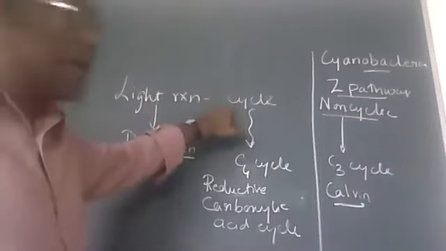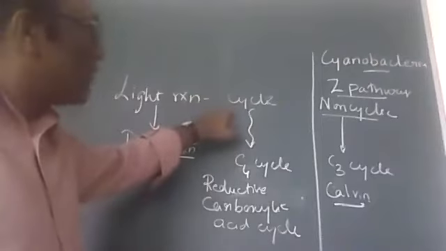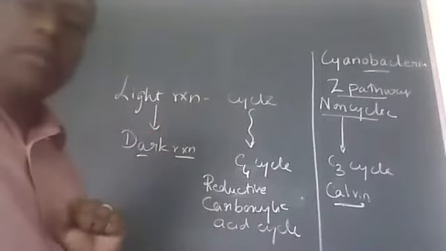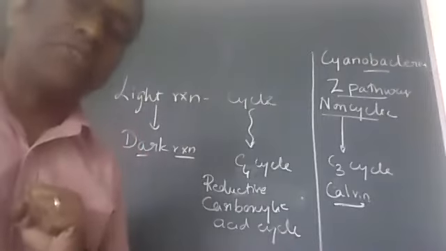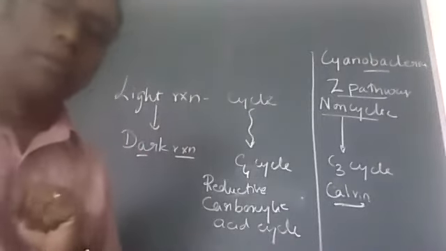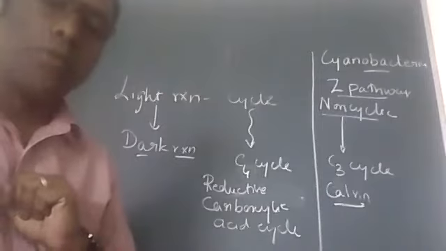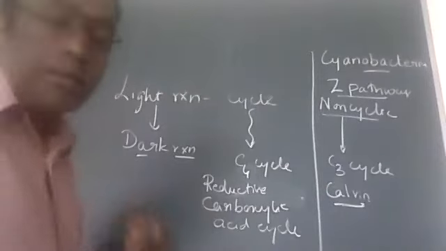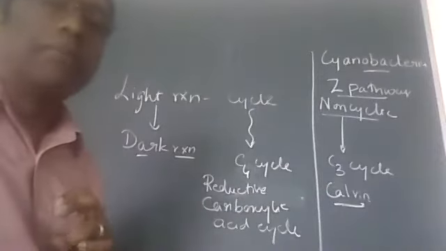Rhodospirillum example is cyclic photophosphorylation followed by C4 cycle. Now one more is left out. Can you tell me which is left out in between these two? One more is left out now. Please help. Try C4.